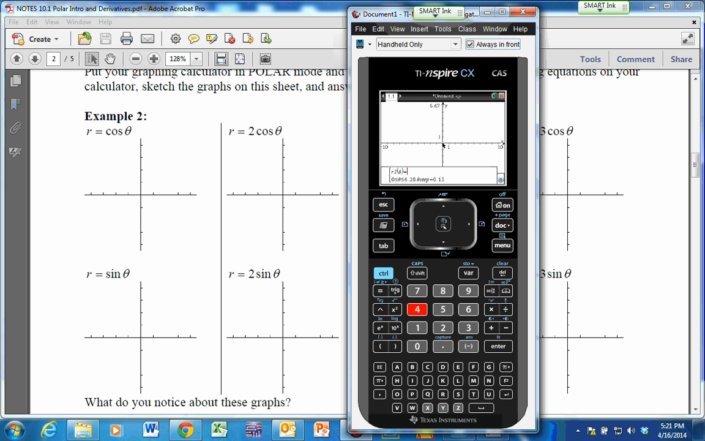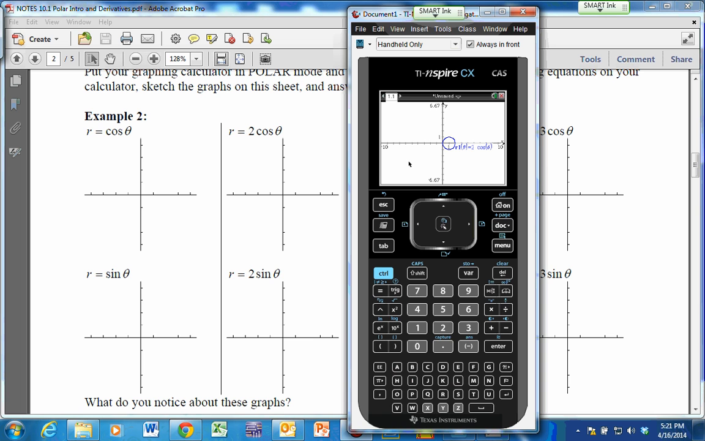let's start with graphing. Let's just graph the two that are right beside the calculator here, 2 cosine theta and 2 sine theta. So we'll do 2 cosine, and then the theta button is down where the pi button is, and you get the little pop-up menu, and then you choose theta. And then we press enter, and we see that we have a circle.